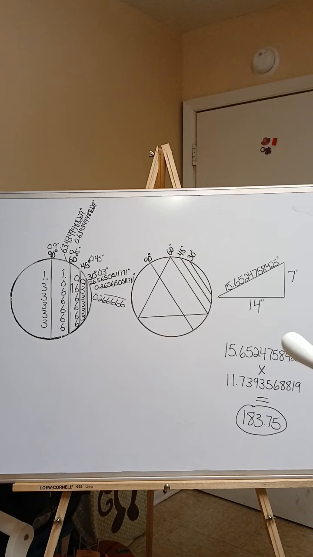And we're going to multiply those two things together. And whenever you do, you'll get 183.75. That's our reflection number that will tie these squares back to the original circle.